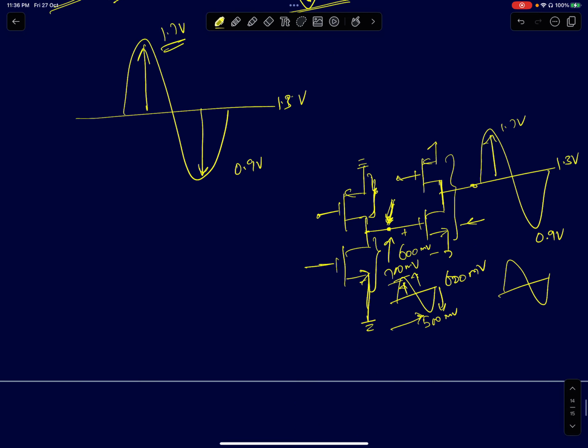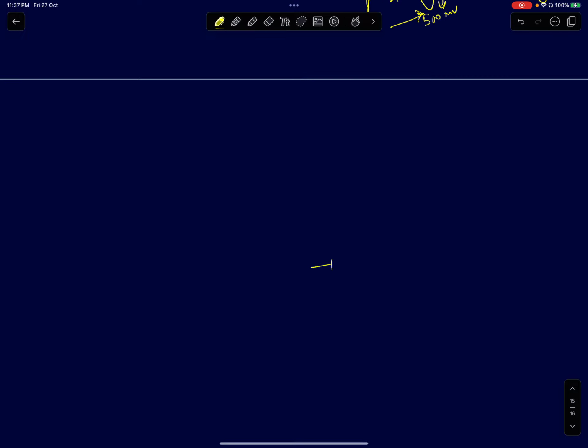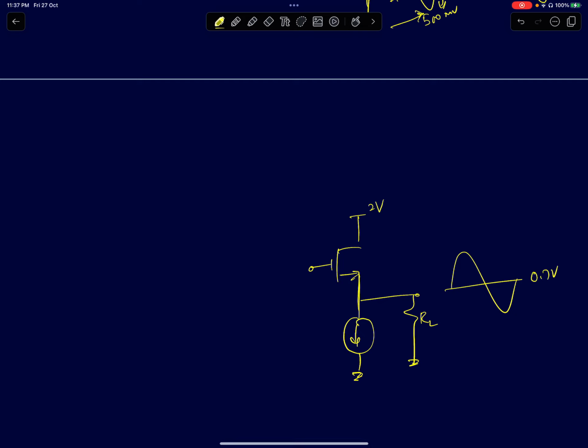Okay, so I'll start with the last stage, because that is being driven directly by a current source and a resistor. Normally you would capacitively couple it, but here it looks like it's directly connected. We just said that the DC node voltage here is 0.7, the maximum it can go is 1.1, and the minimum it can go is 0.3 volts.